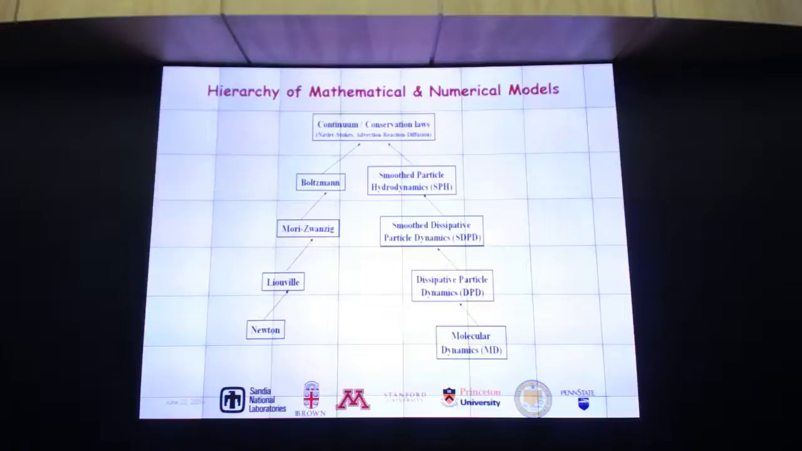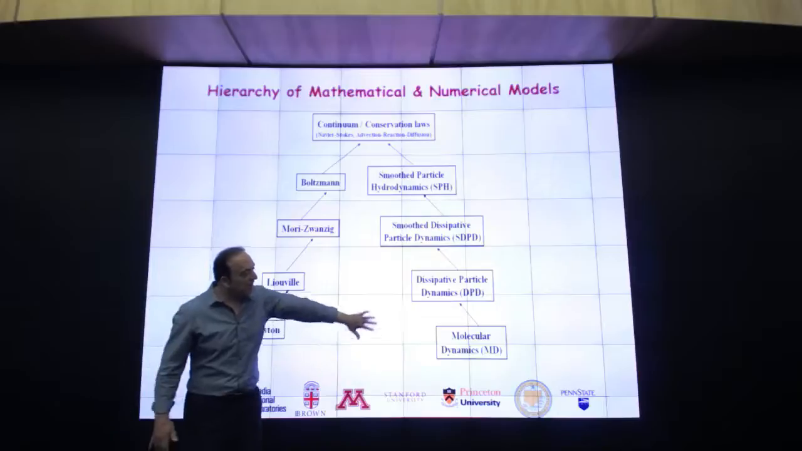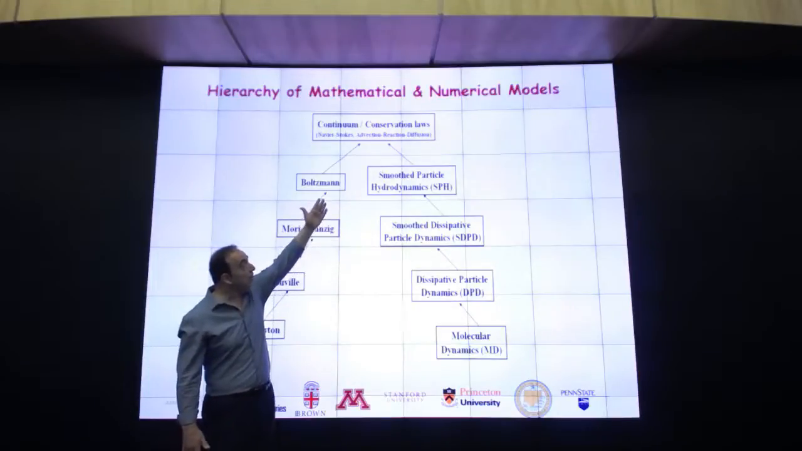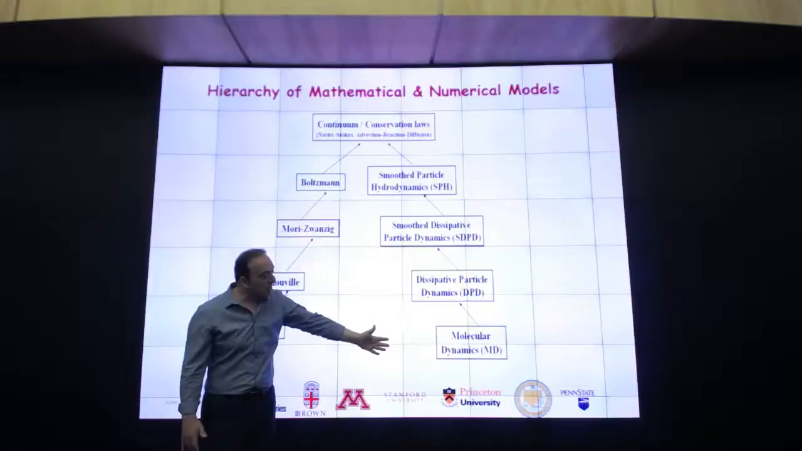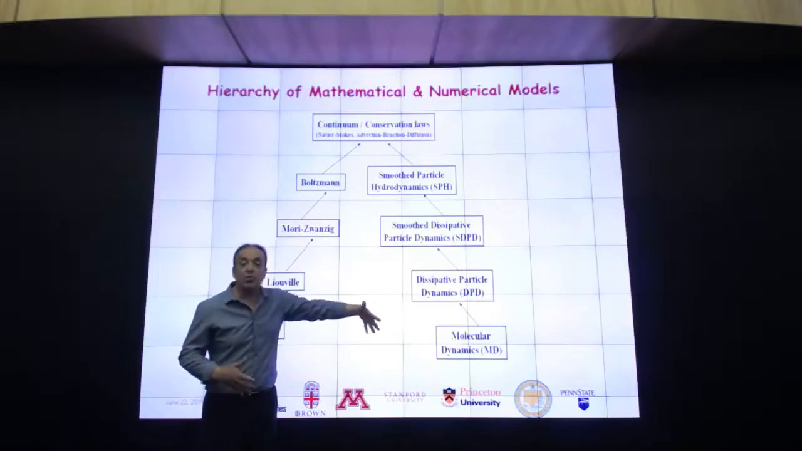So I talked about the hierarchy of mathematical models yesterday, how you have the mathematical models on one side, and then the numerical models on the other side. The top-down approach would go from the continuum, like aerodynamics. The bottom-up approach, which we will pursue here, is starting with MD and coarse-graining it.